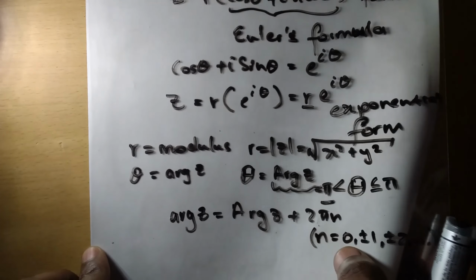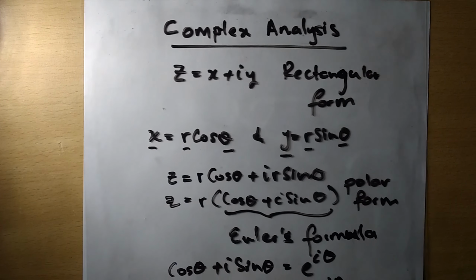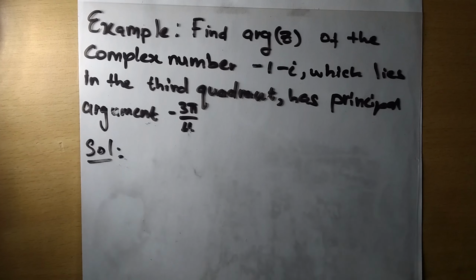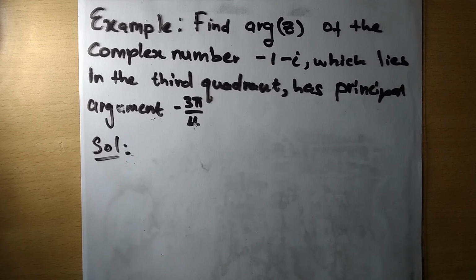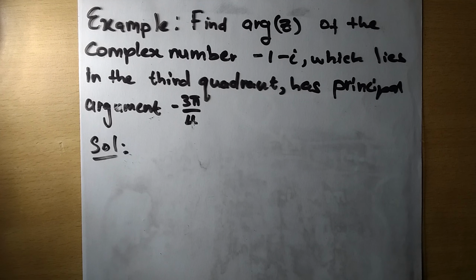Let's have an example here. Find the argument, not the principal argument, the argument of z, of the complex number -1 minus i, which we can assume is z, which lies in the third quadrant and has a principal argument. Now we're given the principal argument.